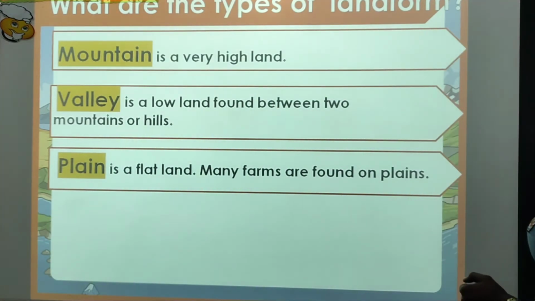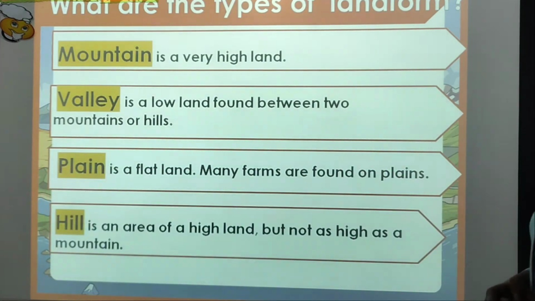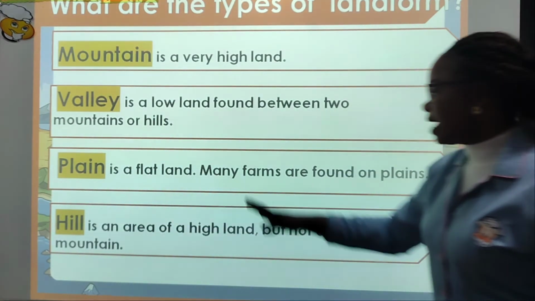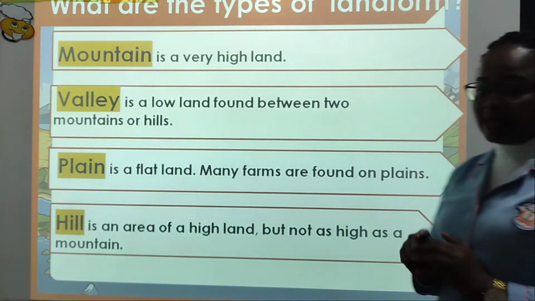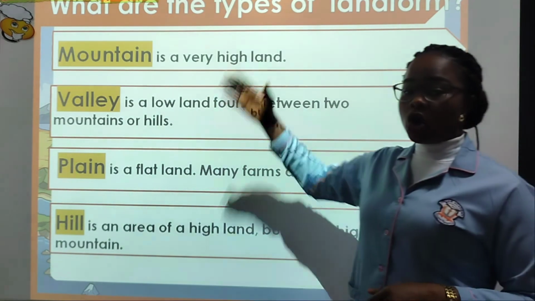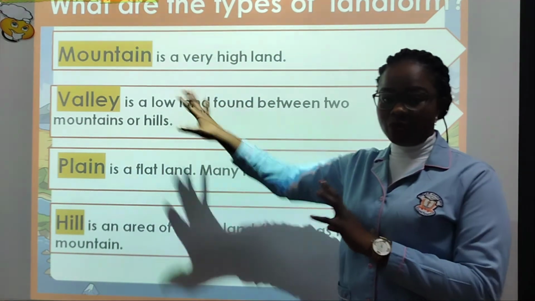Now let's take a look at another type of landform. Another type of landform is called hill. A hill is an area of high land, but not as high as a mountain. Please remember, we have more types of landform, but these are just the fewer part of it.